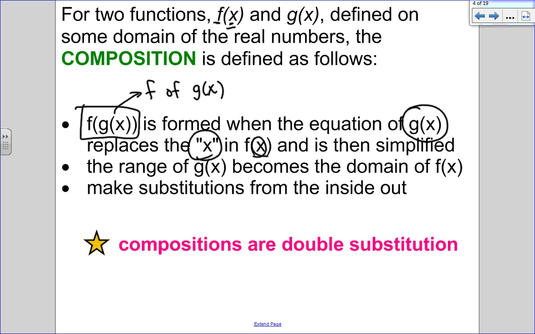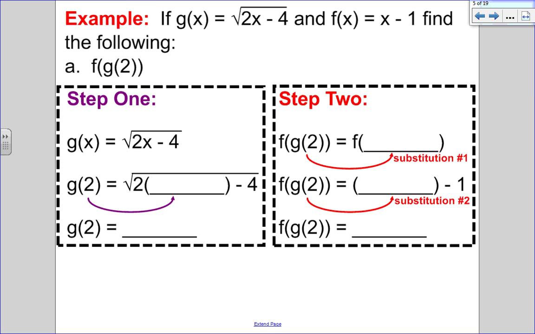I know that sounds really complicated, so I like to think of it just as a substitution. A composition, I see that as just double substitution, and that's the way that I'm going to show you guys how to do every question, just through a series of substitutions. So let's start with our first one, and I like to start with numbers first. It makes it a little easier.